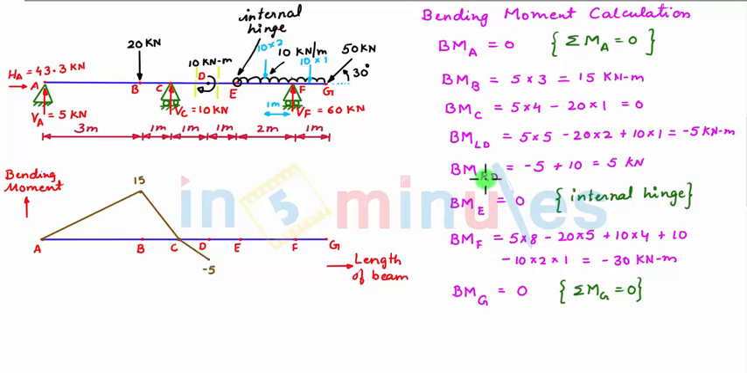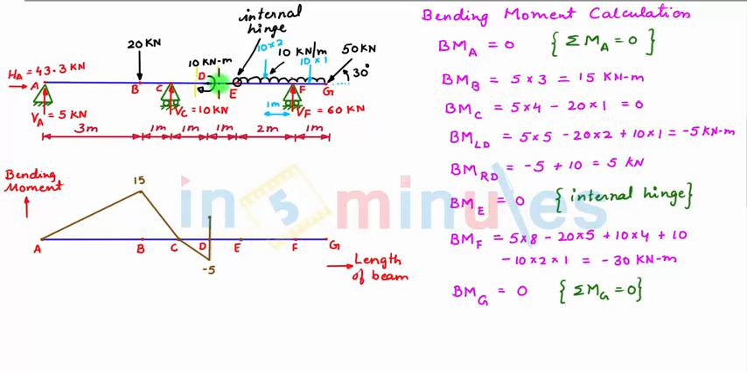Bending moment towards right of D is plus 5 kilonewton meter. So again at point D, let us plot plus 5 kilonewton meter bending moment, and let us connect it with a vertical line. Bending moment at E is 0. So let us plot 0 bending moment at point E.